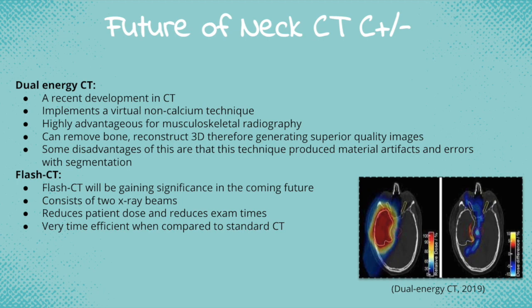The dual energy CT can be used to reconstruct various different types of images, such as weighted images, virtual monoenergetic images, and material decomposition images. It can also remove bone, and it can reconstruct 3D images and therefore generates images with a lot better quality. For this reason, it is also really beneficial for musculoskeletal radiography. However, there are some disadvantages to this technique. It is known to produce material artifacts sometimes, and it also causes errors with segmentation.